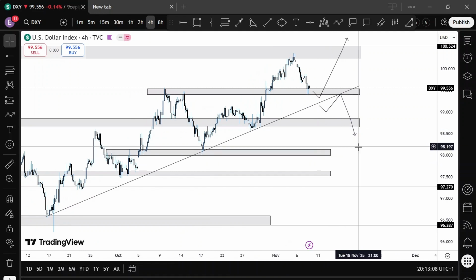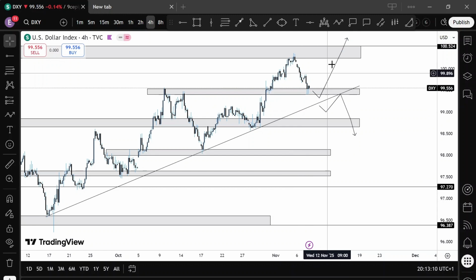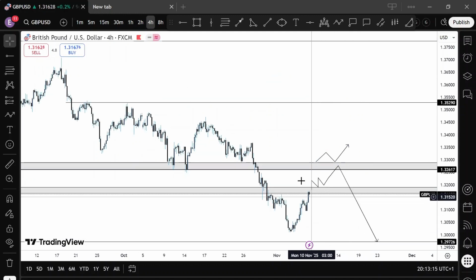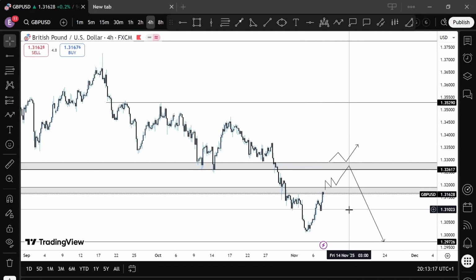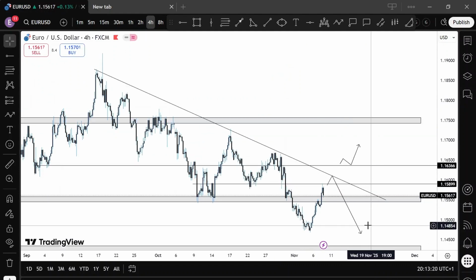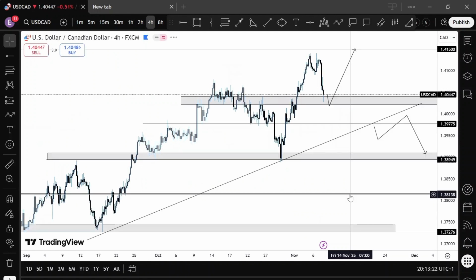And basically, if we get this pullback to the upside, or price starts buying to the upside around this region here, we'll definitely be capitalizing on that for sales on pound USD, very similarly to euro USD. So that's that for the outlook this week.